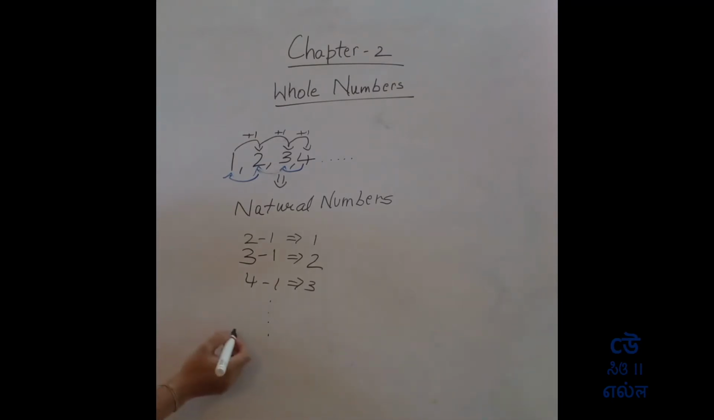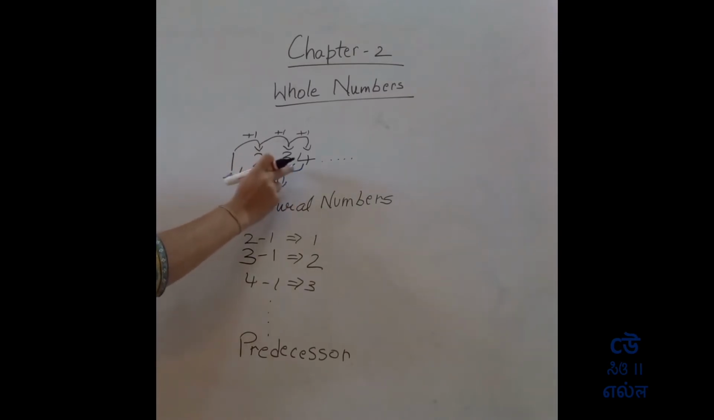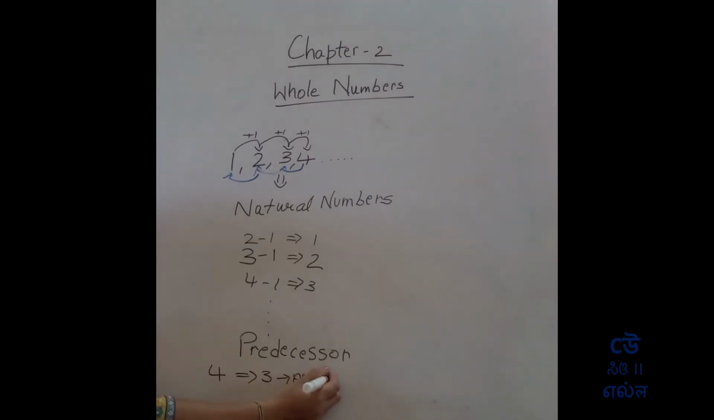So this is called predecessor numbers. So we call this predecessor. The number which comes before the given number. See, for example, we'll give 4. The number before 4 is how much? 3 we'll get. So 3 is the predecessor number. Understood, children? So we are getting the before number. This is called predecessor.